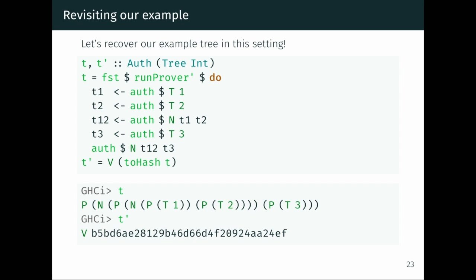So the prover version basically looks like our original tree, except it has this P noise everywhere. That's because I inserted these auth types. And the verifier version is just the hash, which corresponds to the Merkle root.